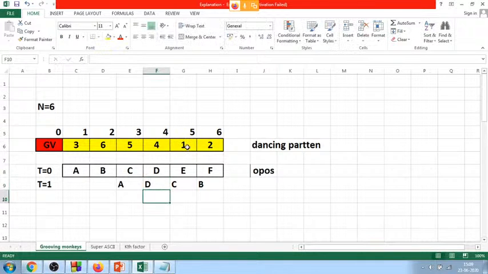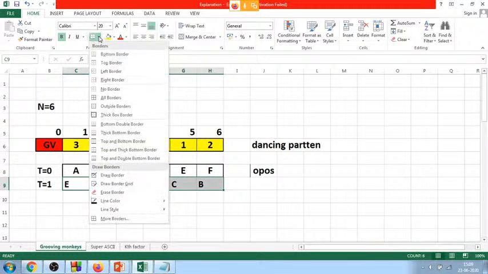Again, E will move to the 1st position. Again, F will move to the 2nd position. So after 1 second, we can find that this is the position of the monkeys. Clear? This is the position of the monkeys after 1 second.